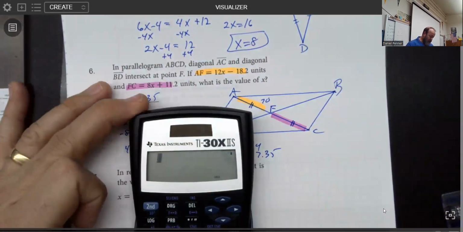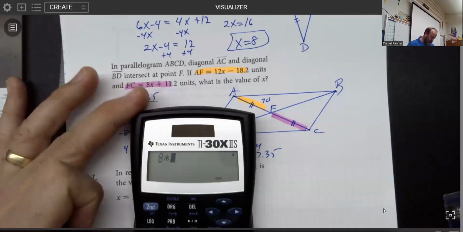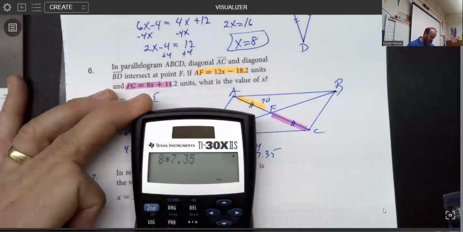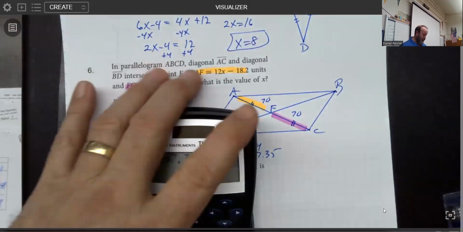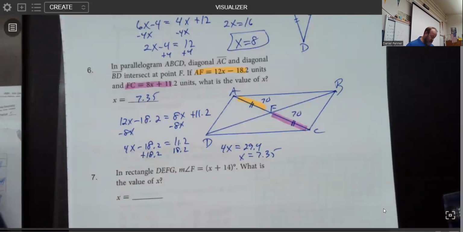Now I'm going to try 8 times 7.35 and I'm going to add 11.2 and hopefully I also get 70. So that tells me that what I did with my algebra is consistent.